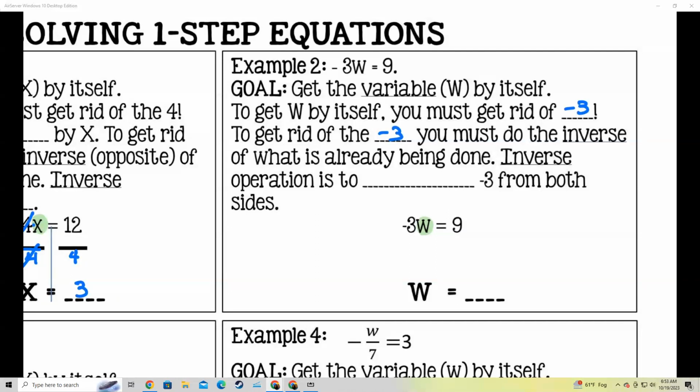Inverse operation, well, right now it's being multiplied, so the inverse operation would be to divide. Divide by -3 on both sides. Remember, when dividing, you immediately put the line underneath. The -3s are going to cancel. The w is just going to drop. 9 divided by -3 gives me -3.